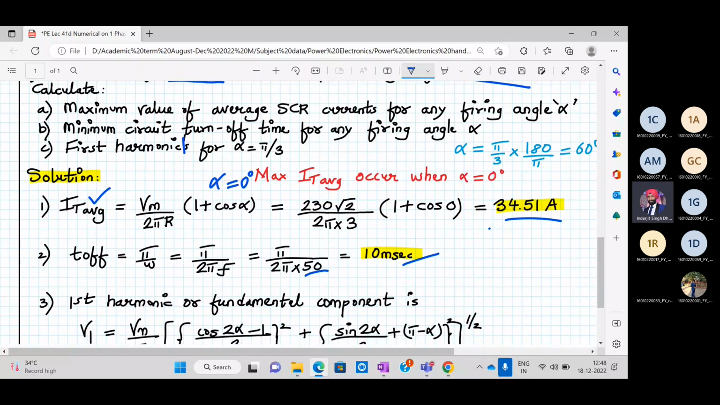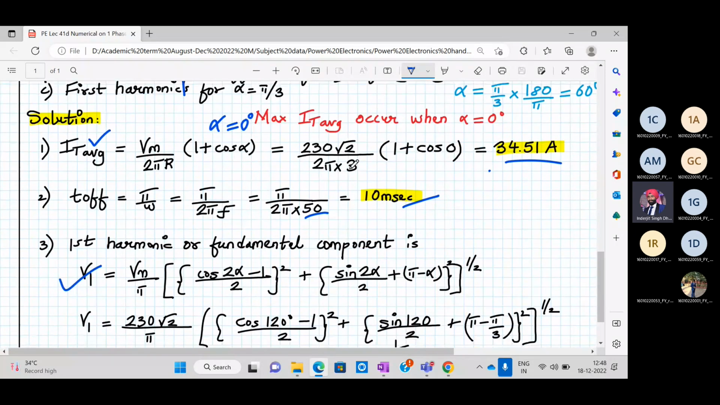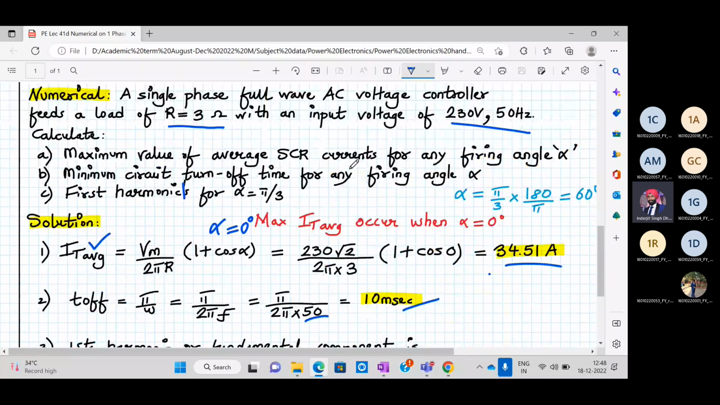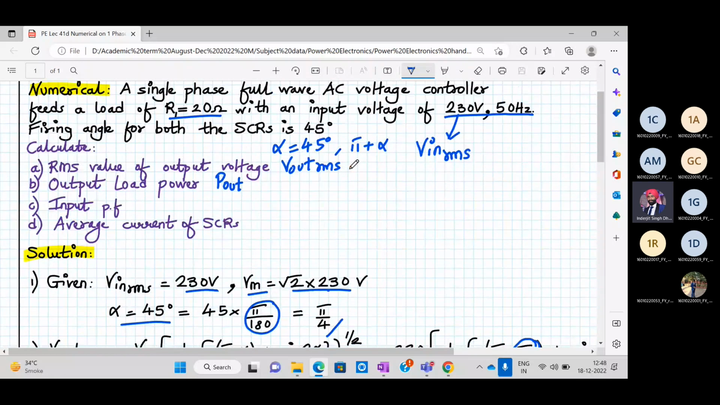Okay, pretty straightforward. Then the first harmonic or the fundamental component is given by this formula. Plug in all the values. You will get an answer close to 272.967 volts. Okay, I'm going a little fast because important topics are to be covered yet. So are the numericals okay? Did you understand? Are you able to solve it on your own? Or will you be able to solve it on your own? Yes? Yes, sir. Okay, great. So I'll move on now.